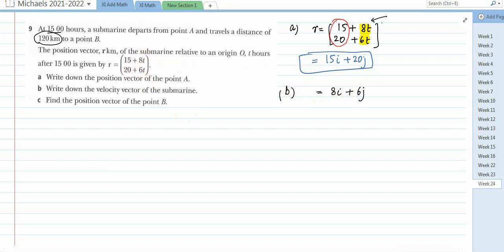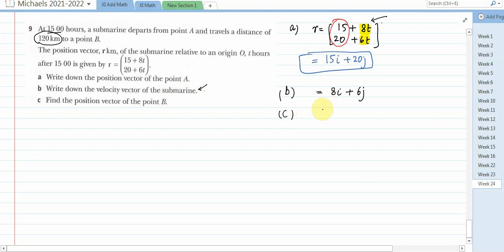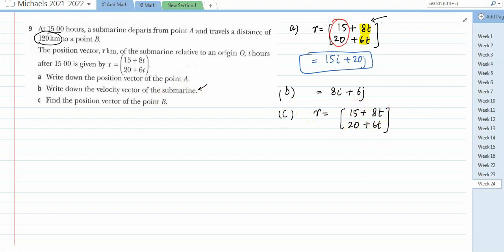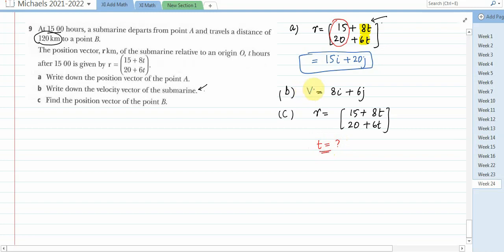In last part, it says find the position vector of point B. Alright. So for position vector, we have the initial position found in the first part, right? We have the velocity in the second part. Alright. So basically, what I need to do, it's given r is equal to 15 plus 8t and 20 plus 6t. What I need to do, I need to find out the value of time here. How you are going to find this one? It's very simple. How? In the second part, we had found out the velocity, right? That is 8i plus 6j.